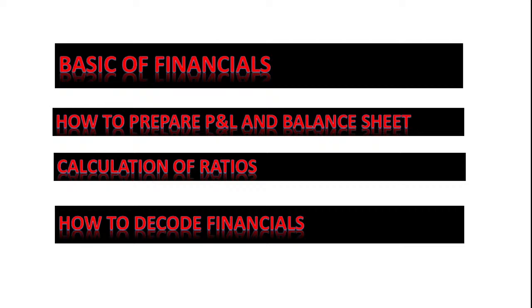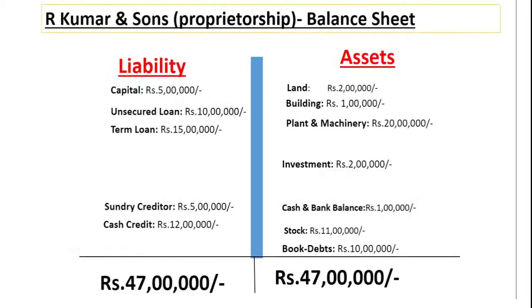So far we are at the first stage only, that the basics of financial, and how to prepare the profit and loss and balance sheet. Thereafter, once this chapter is completed, then we will go to the calculation of various types of ratio. So in the previous classes, I also discussed how the company balance sheet is being prepared, and what are the various component of assets and liability, that also we are going to discuss.